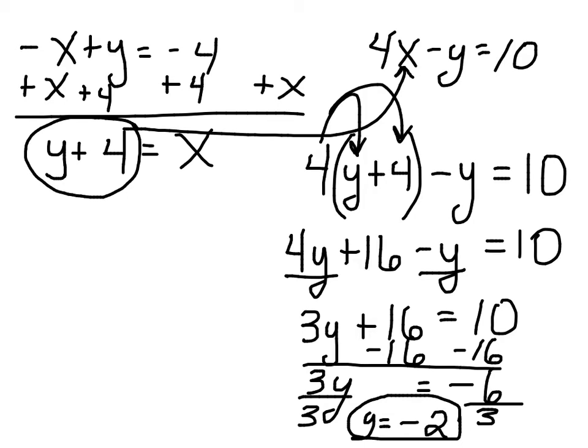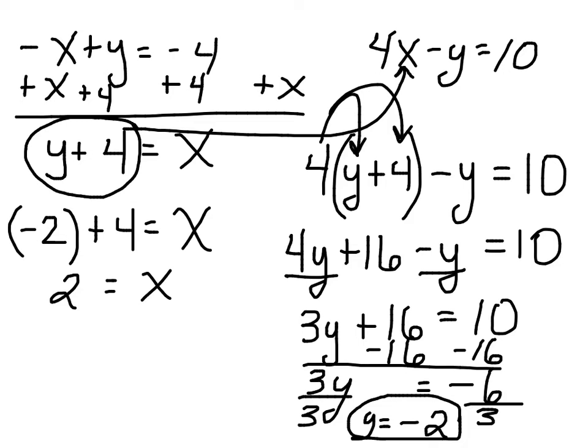Once I got the y, I got to put it back in to get the x. Negative 2 plus 4 equals x. What's negative 2 plus 4? 2. Good. So my ordered pair would be (2, -2). X first, y second.